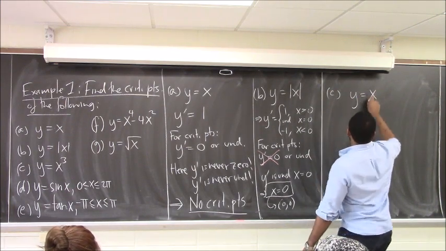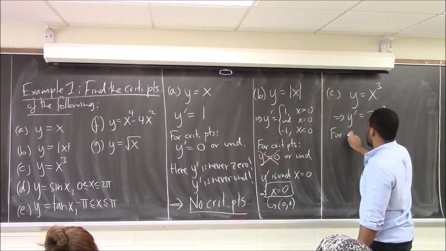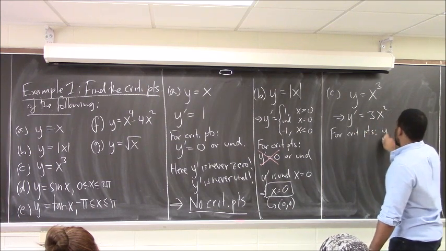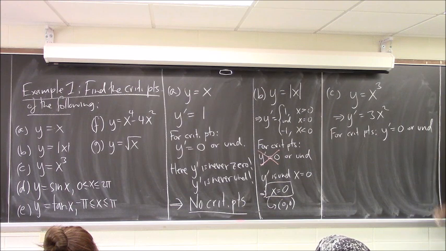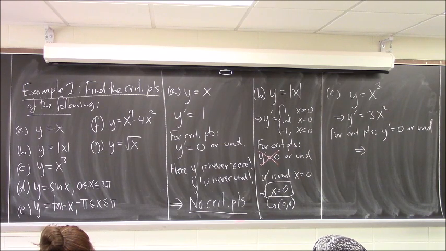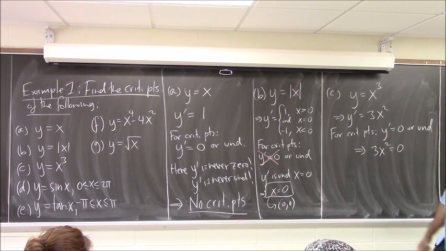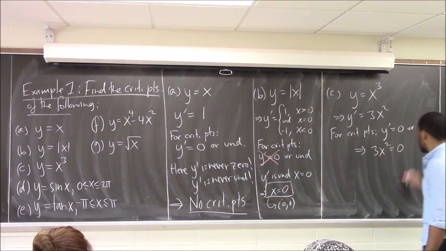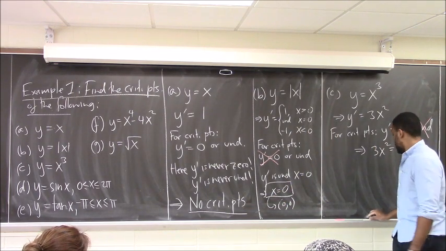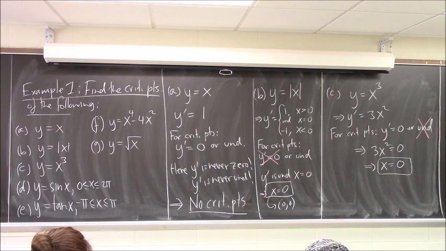So it's slightly more interesting here. x cubed. The derivative would be 3x squared. And so for critical points, y prime equals 0 or undefined. And so what can you say here? This one is going to mean that 3x squared is equal to 0, because the undefined case never works, the derivative is a polynomial. This means that x equals 0. That's your critical point, the origin.